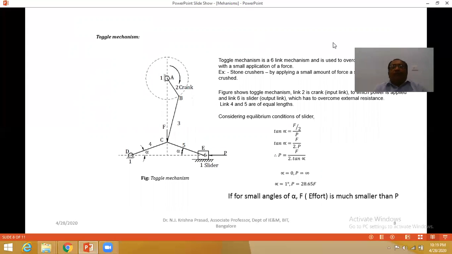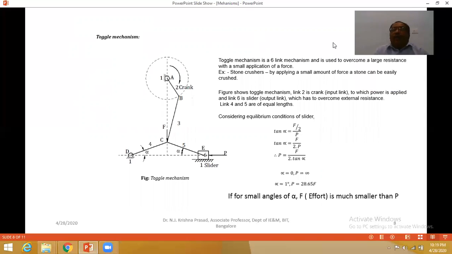Next, we move on to the toggle mechanism. The toggle mechanism is used for stone crushers. Here, for a small application of force, a large resistance will be made so that it is possible to crush the stone properly. In this type of mechanism, links 4 and 5 are equal, and the crank continuously rotates.